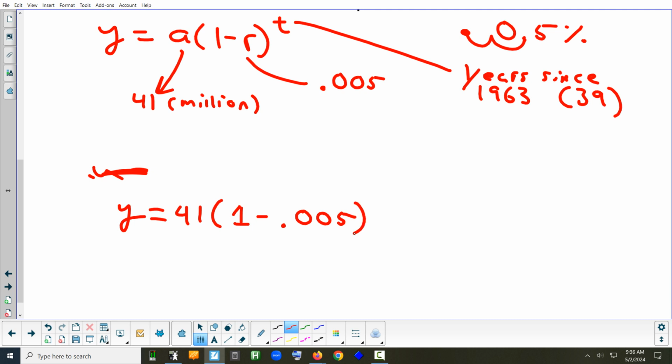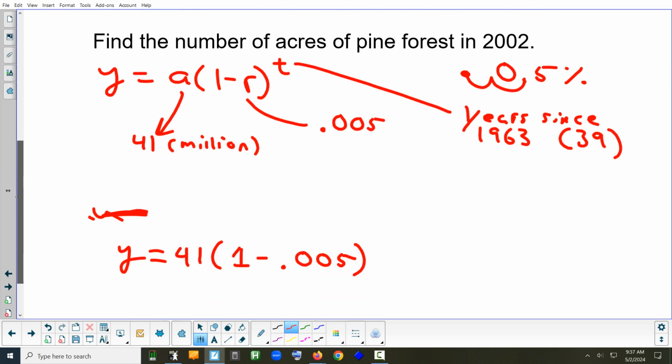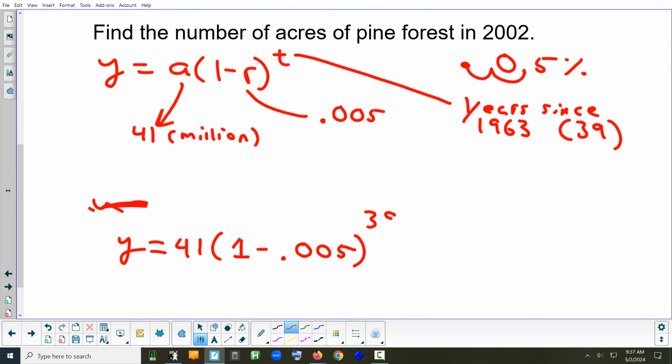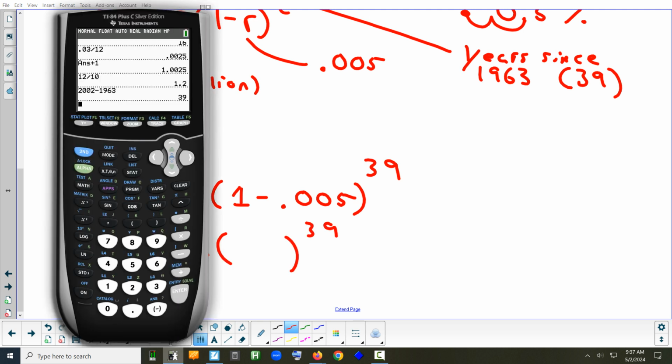0.005. And what's the value for t? T is the number of years that have gone by. 39. Yep. All right, so what I would do is simplify what's inside the parentheses first. 1 minus 0.005. So that's 0.995.